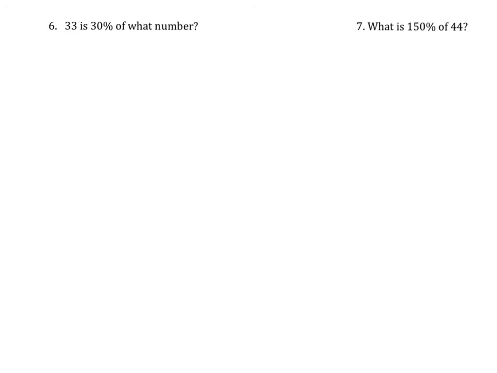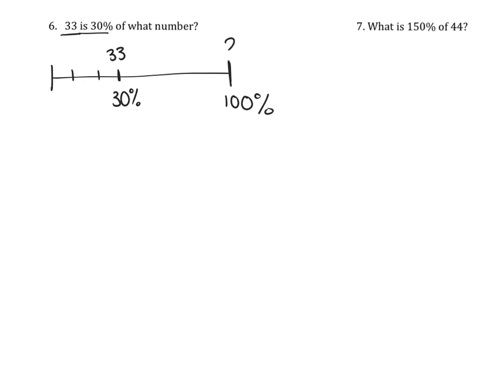Okay, let's try 6 and 7. So it says 33 is 30%. So this might be one of those that you decide to do a double number line. Okay, so I know that I'm going to say it's 10, 20, 30. So 30% is 33. But they want to know of what number. So that would be my 100% is what I'm looking for.